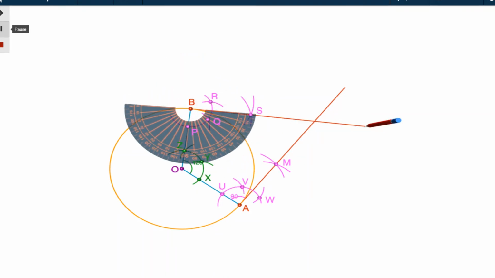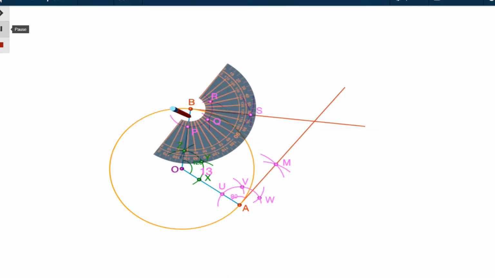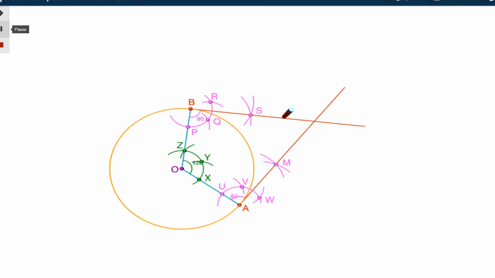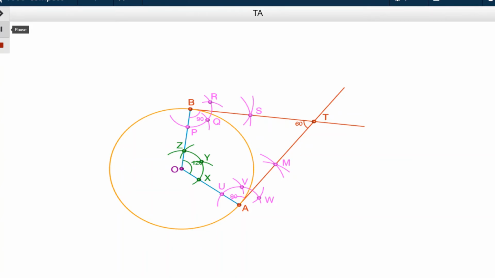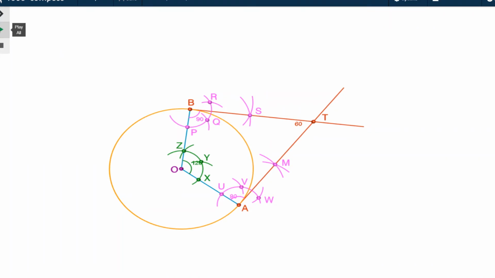Now extend BS until it crosses the first tangent line AM. You can name that point T, and automatically this becomes 60 degrees. We have not drawn 60 degrees; we have drawn 120 degrees at O and 90 degrees at A and B. Automatically angle T will be 60 degrees because of the angle sum property of quadrilateral OATB. So angle T is 60 degrees.